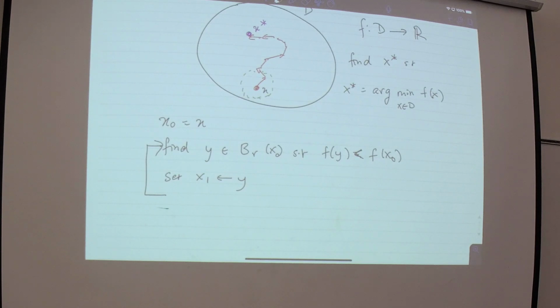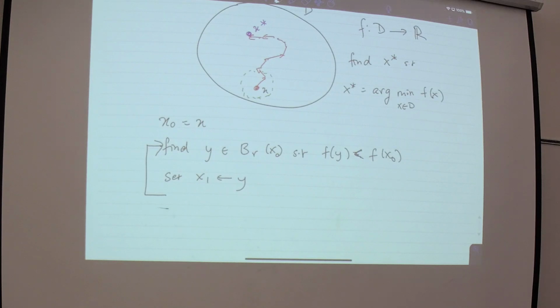Now, can you imagine a condition under which this will not work? What could the shape of your function look like? I don't want a quantitative answer. I just want a visual answer. When could this fail? That the minimums are outside of the radius, and the circle is all filled with f of x greater than f of x0.